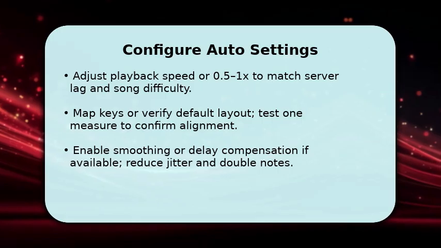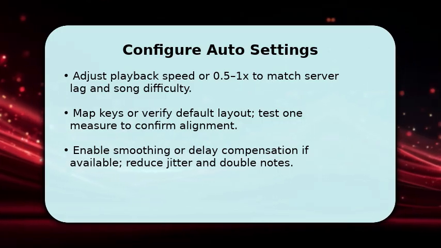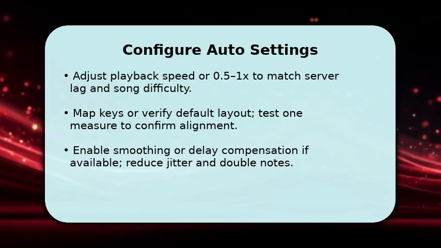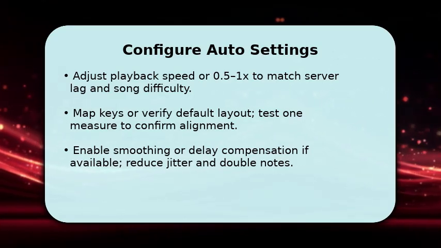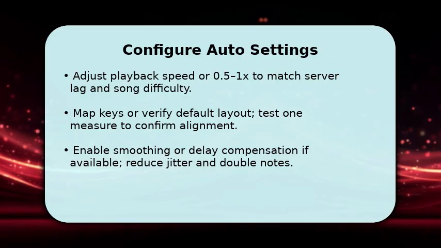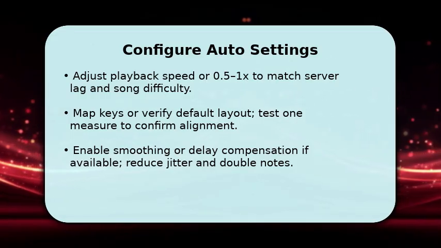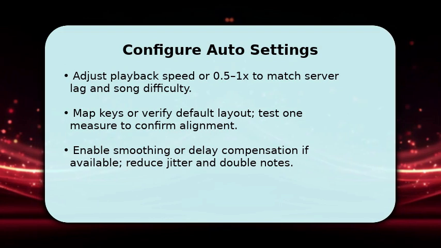Once mapped, run a short test of one measure to observe timing and adjust delays. If the Auto tool offers smoothing or delay compensation, enable it to reduce jitter and prevent doubled notes. These adjustments improve accuracy across different servers.